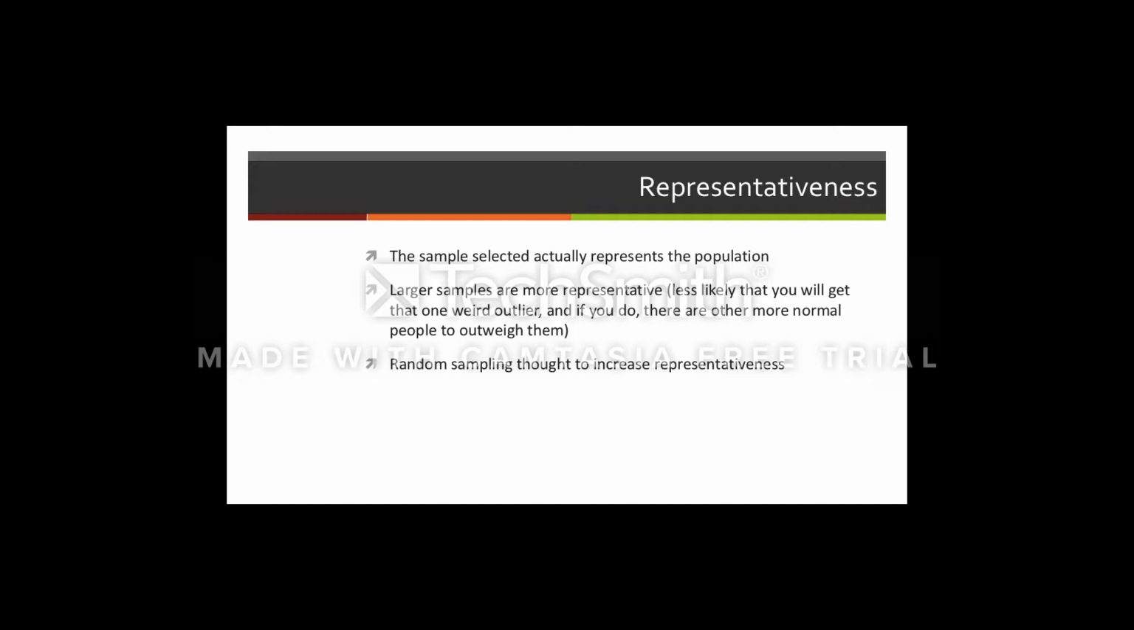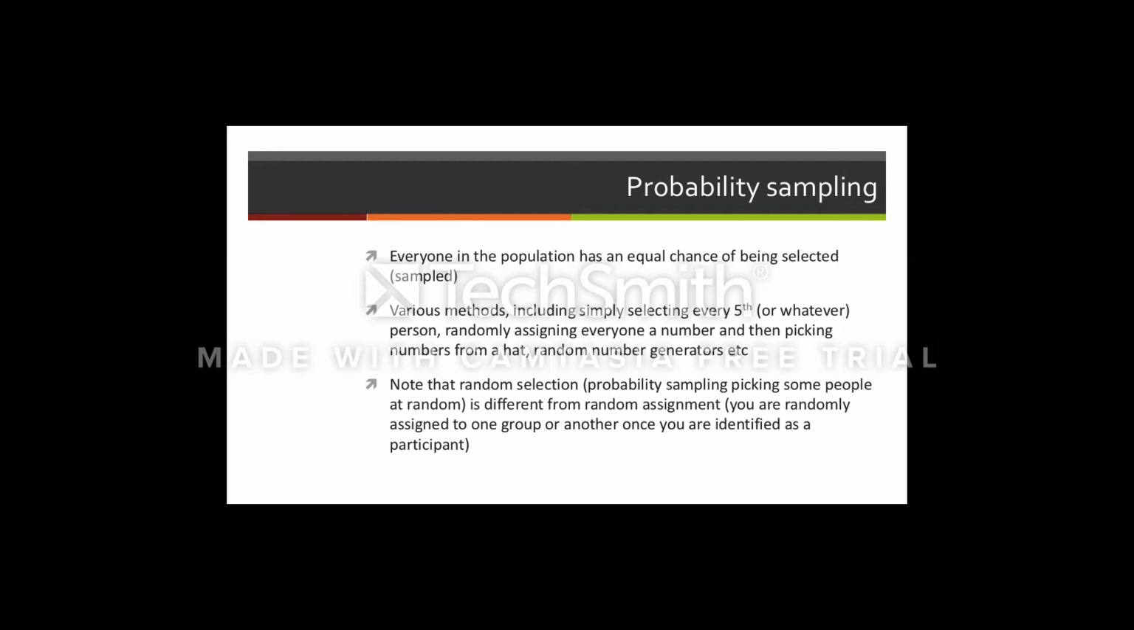And random sampling is also thought to increase representativeness, in that everyone has an equal chance of being picked. So they're more likely to represent the entire population than if I selected people using some other method. And we'll talk about that a little bit more in a minute. So probability sampling is also called random sampling, and it's using sampling techniques so that everyone in the population has an equal chance of being selected or being invited to participate.